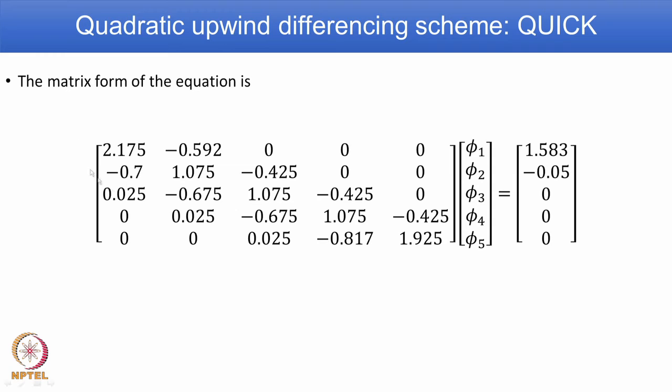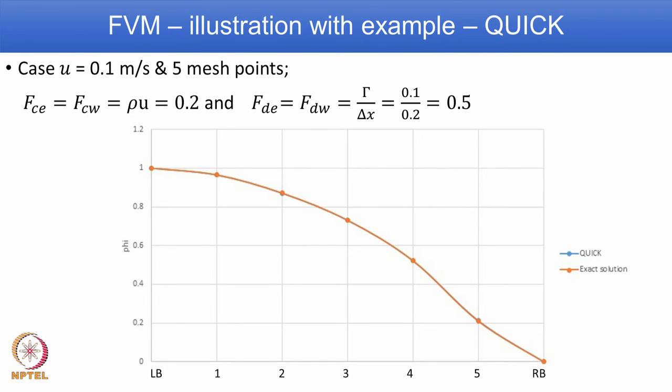So, there is a procedure to invert this matrix. We will reserve that matrix inversion procedure for the next class. So, once you do this matrix inversion you are able to get the answer, or unknown variable values phi 1 to phi 5. Now, we already mentioned there is an analytical solution available and you can make a comparison.